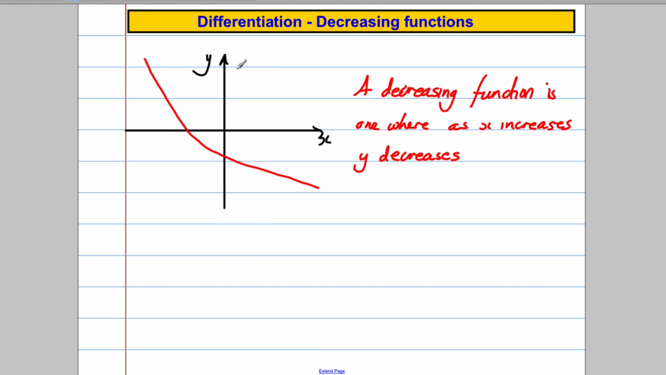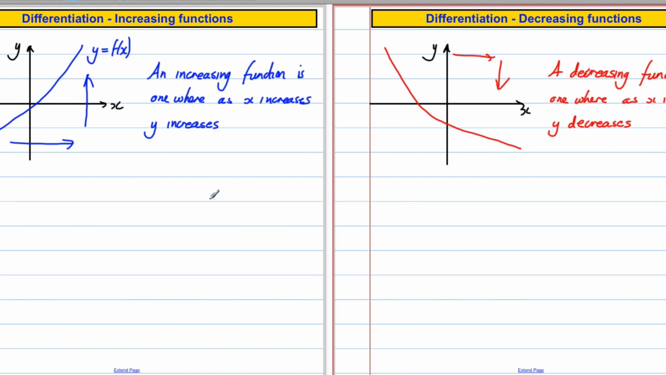Okay, so as you go along here, you end up going down. Now I'm just going to go to dual page just quickly. They're my two definitions of an increasing and decreasing function. There is something you can say about the gradients of each of these. I wonder, could you tell me something about the gradient of this one? And could you tell me something about the gradient of this one?